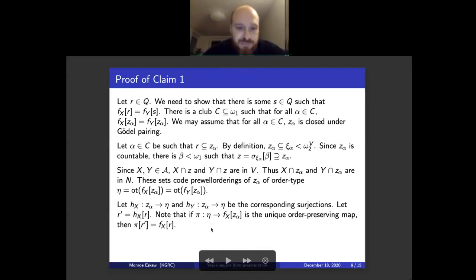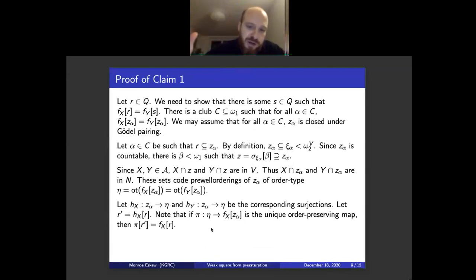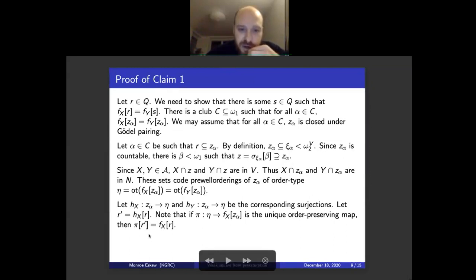And note that if pi is the unique map that puts eta in the place it's eventually going to be in this surjection fx, then pi image R prime is just fx image R, right? So hx is putting R in the order it's supposed to be in, but just not in the right ordinals. But we just use pi to stretch it out to the right ordinals.